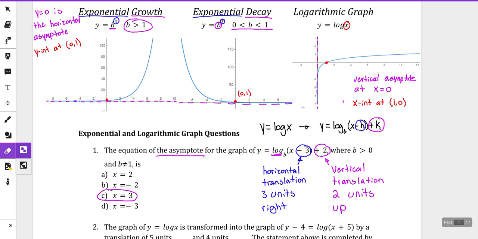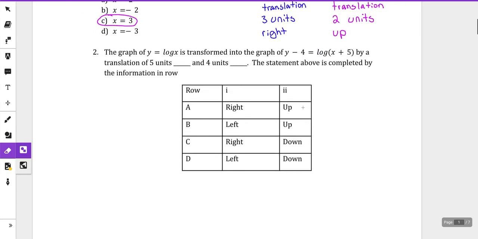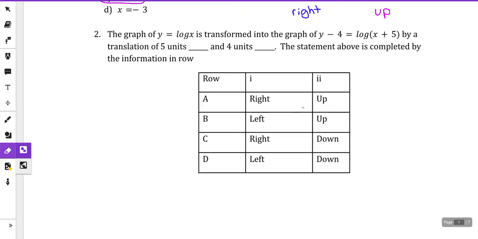Let's move on to question 2. The graph of y equals log x is transformed into the graph y minus 4 equals log (x plus 5) by a translation of 5 units blank and 4 units blank. The statement above is completed by the information in row, and then you have to choose which one of these would fill the blanks properly. Okay, so you want to go right and up, right and down, or left and down. You have to choose your options for those blanks.